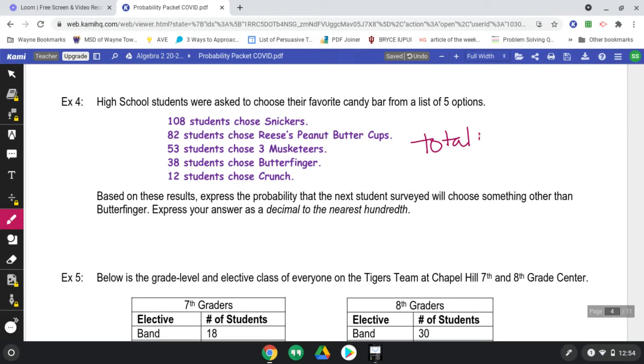108 plus 82 plus 53 plus 38 plus 12. And a lot of times when I have those larger numbers and a longer list, I'll do it in my calculator twice just to make sure. So I'll type that in one more time. If I get the same answer twice, I know I'm probably correct. I got a total of 293 students.